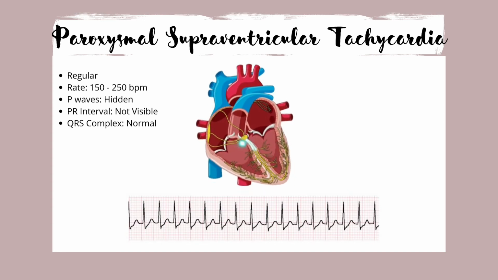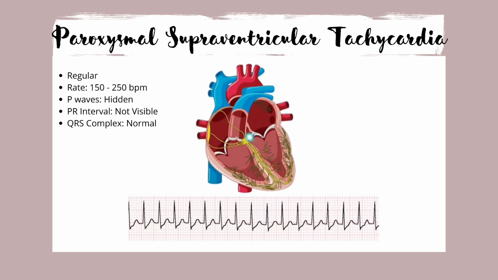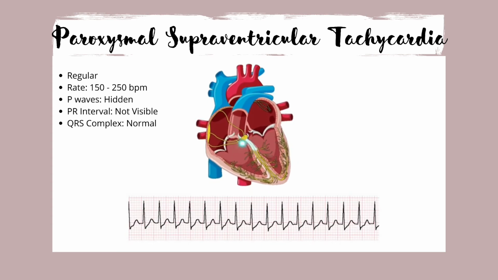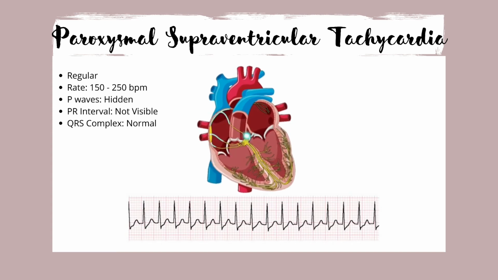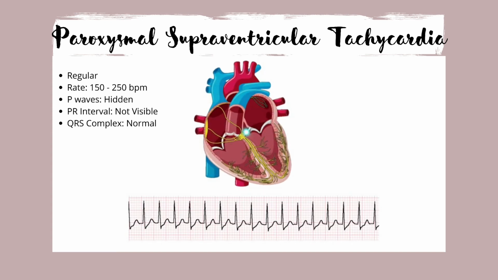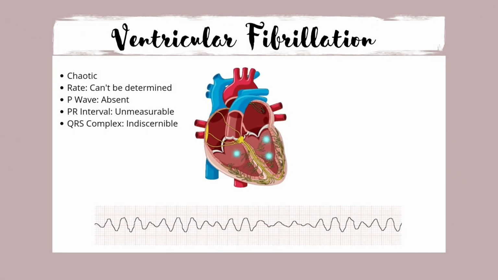Characteristics. Rhythm is regular. Rate, 150 to 250 beats per minute. Ventricular rate depends on AV conduction rates. P waves are hidden. PR interval is not visible. QRS complex is normal.